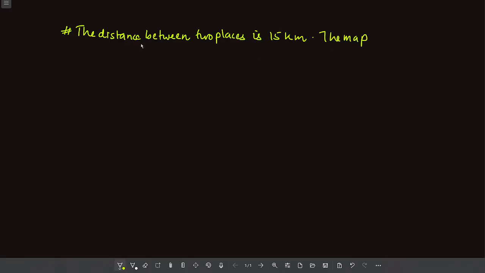Okay, let's discuss the question related to the scale of maps. The question is: the distance between two places is 15 kilometer. The map scale is 1:5 lakh.